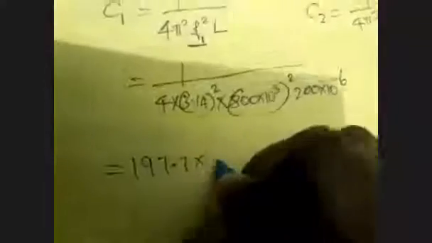1 divided by 4 into 3.14 whole square. F1 is 800 kilohertz, that means 800 into 10 power 3 whole square. And L is given in the question. The L value is 200 microhenry, so it is 200 into 10 power minus 6. From this solution we get the capacitance as 197.7 into 10 power minus 12 farad. Minus 12 we take as picofarad, so 197.7 picofarad. If you have any doubt in the calculation, you can ask me.